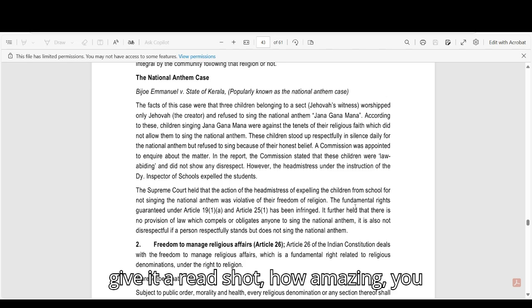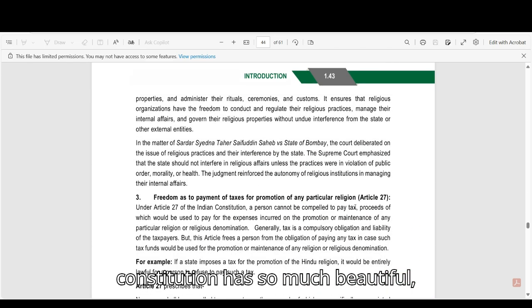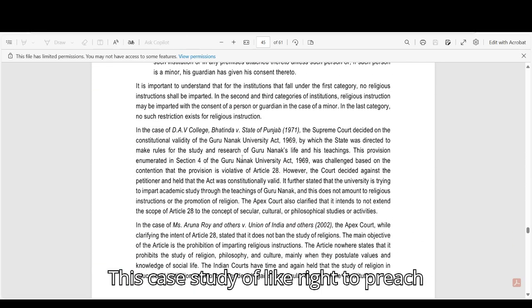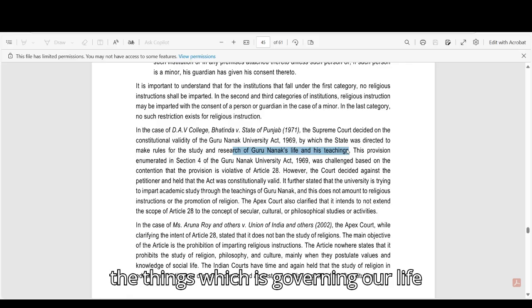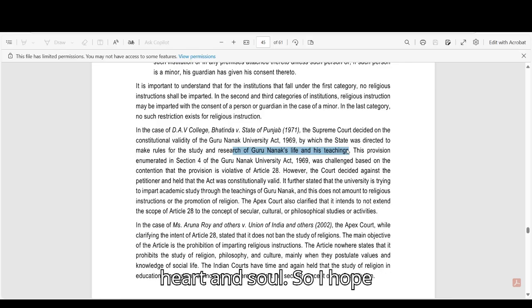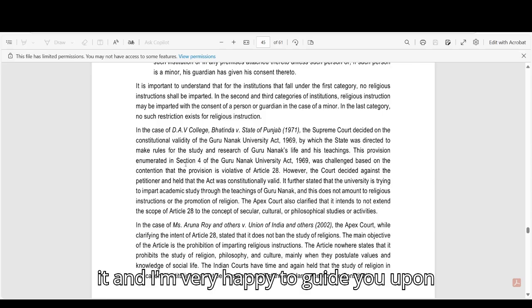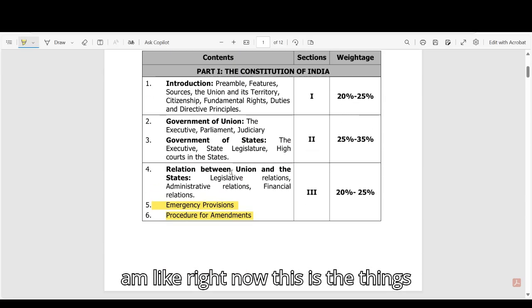So once you give it a read, amazing. You will feel like, wow, our constitution has so many beautiful concepts and provisions. There is also a case study on the right to preach religion and all. So you know what is governing our life, that is the constitution. In short, I can say heart and soul. I hope I am being able to make you clear about it, and I'm very happy to guide you upon this.